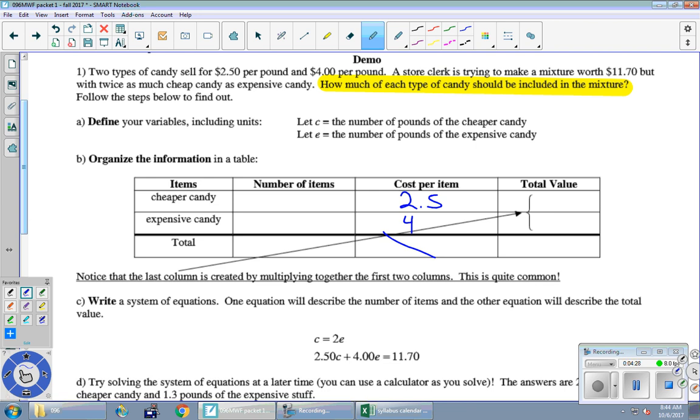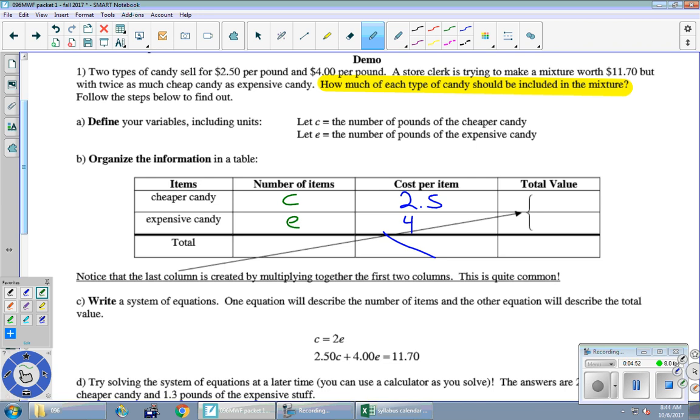Okay, let's take a look in the first column, number of items. This is kind of a generic table up here with the headings at the top. It's really number of pounds in our case. So the number of pounds of cheap candy, well, that's one of our variables. What do we call it? C. And then the number of pounds of expensive candy, what did we call that? E. And in the bottom row, it is a total.